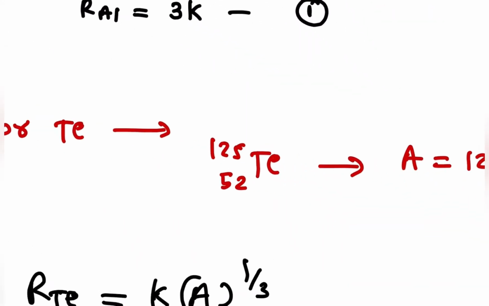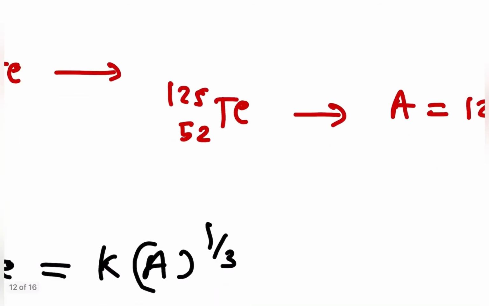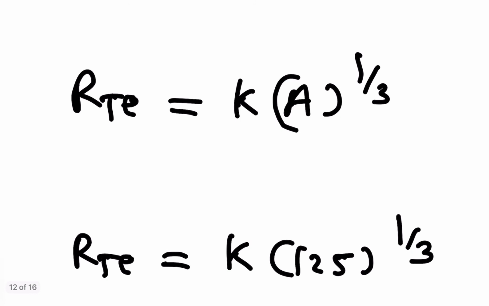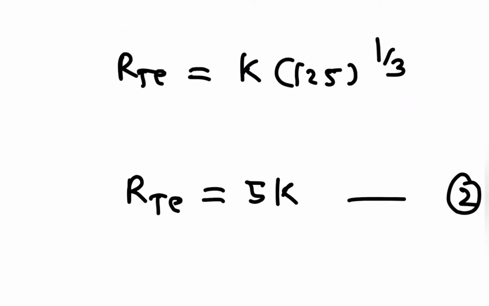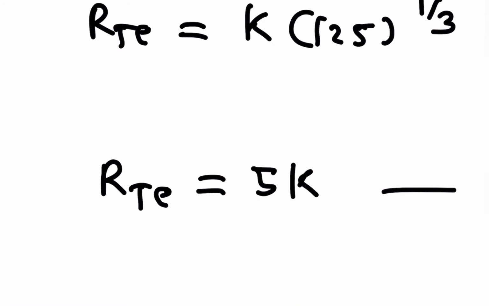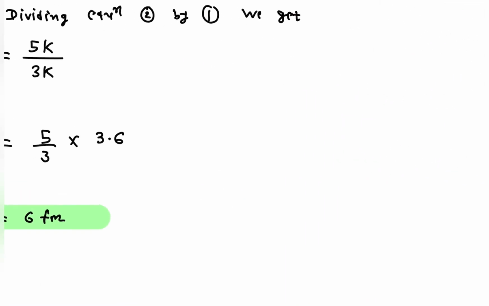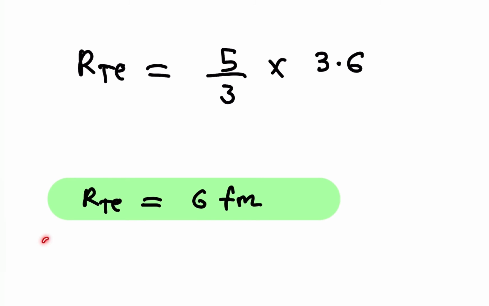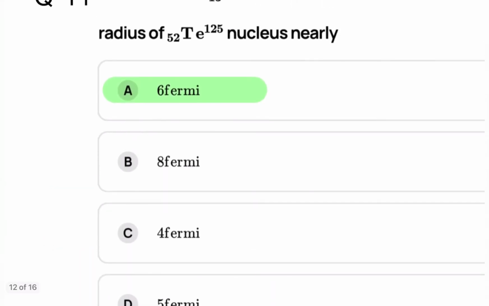For tellurium, 125 is the atomic mass number. Based on this formula, the radius of tellurium is proportional to A^(1/3), that means 125^(1/3). So R tellurium is equal to K times 125^(1/3), that is 5K, equation 2. Now dividing equation 2 by 1, R tellurium divided by R aluminum is equal to 5K by 3K. So R tellurium is equal to 5 by 3 into 3.6. After simplifying, the radius of tellurium is 6 Fermi meter. So option A is correct.